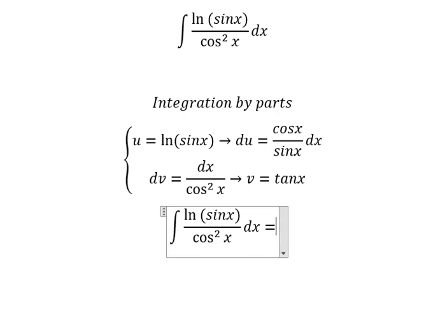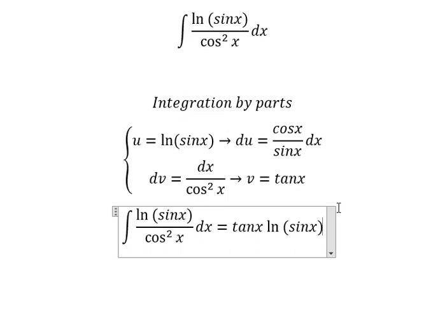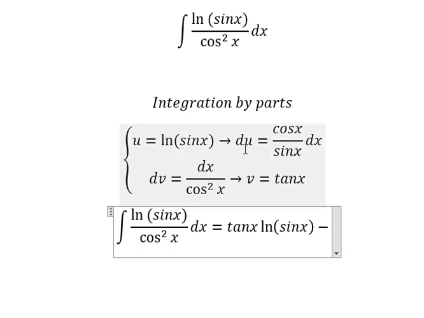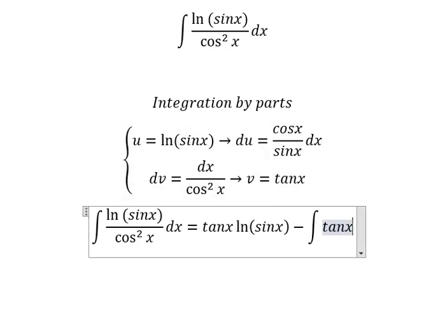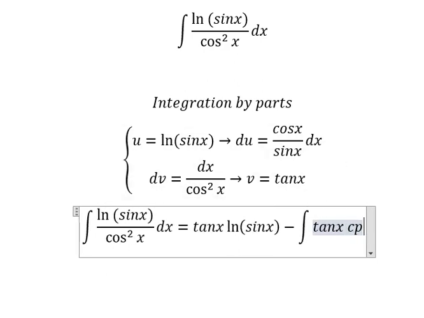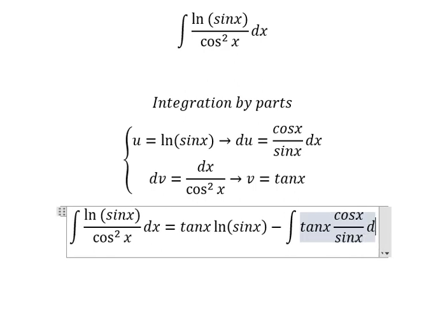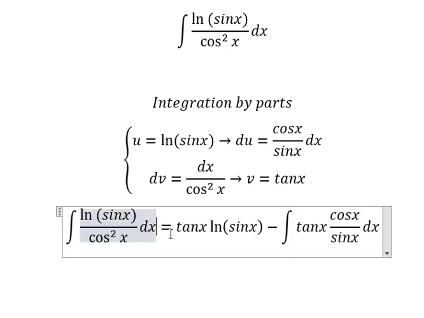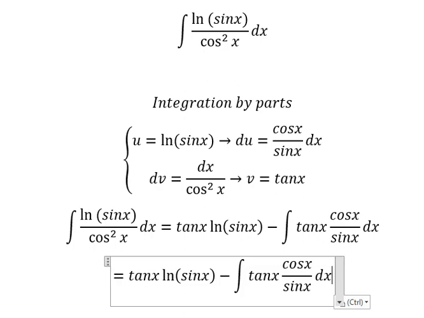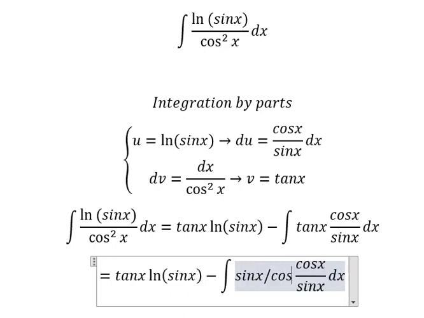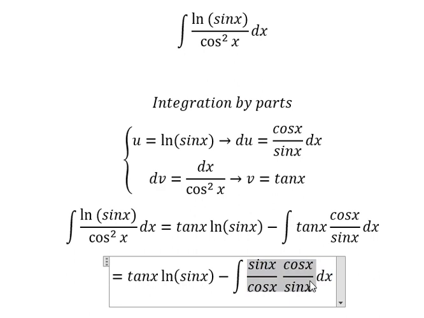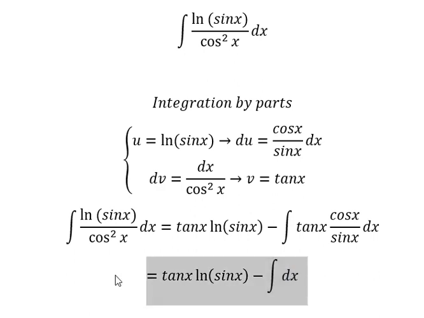So we have u multiplied by v, minus the integration of v multiplied by du, and that is the integration of tan x multiplied by cosine x over sin x dx. We know that tan x is sin x over cosine x. So this one we simplify and we have dx.